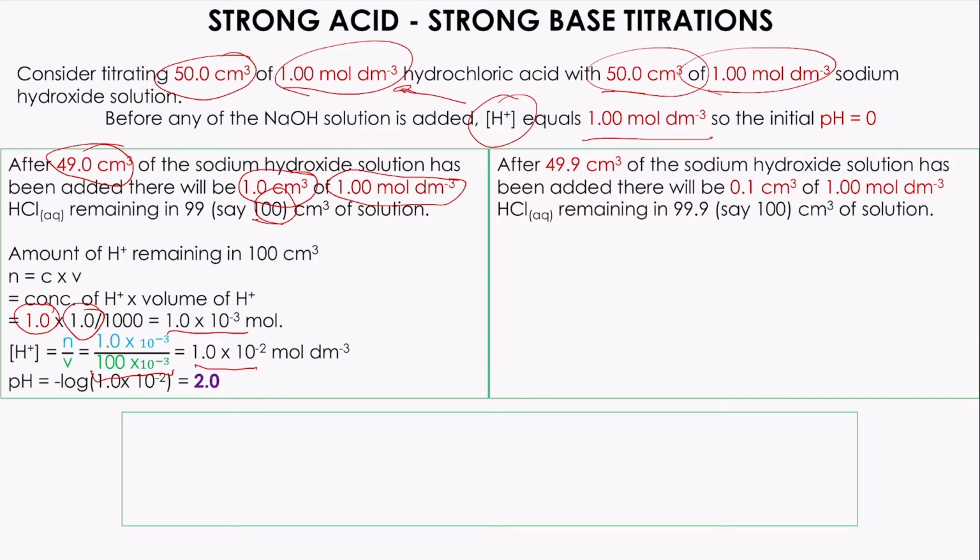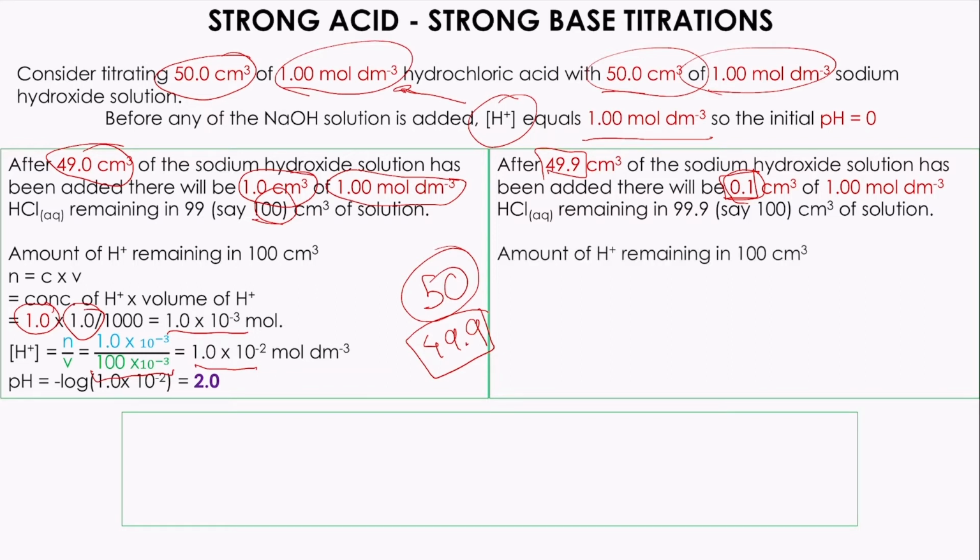Okay, let's say that you have, after addition of 49.9 cubic centimeter of sodium hydroxide solution, there will be 0.1. Why 0.1? Because, as we said, you have 50 acid. You add 49.9. So what is the amount of acid which is left over or has not been neutralized? It is 0.1 cubic centimeter.